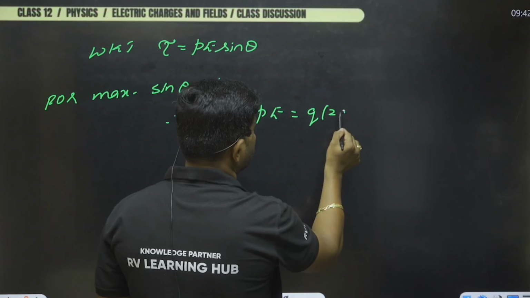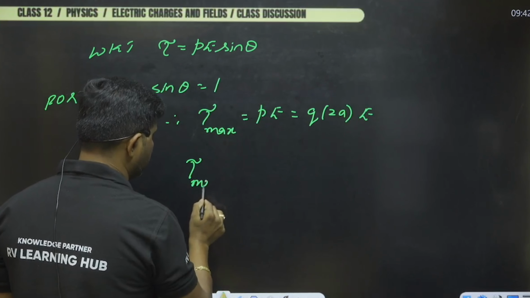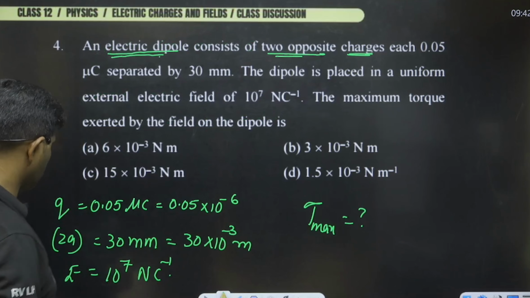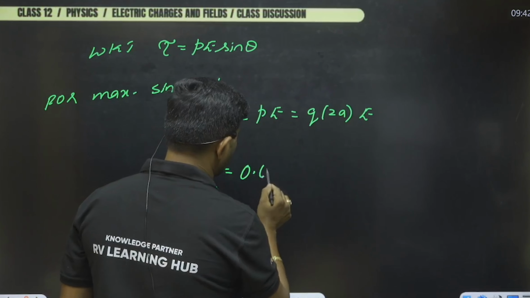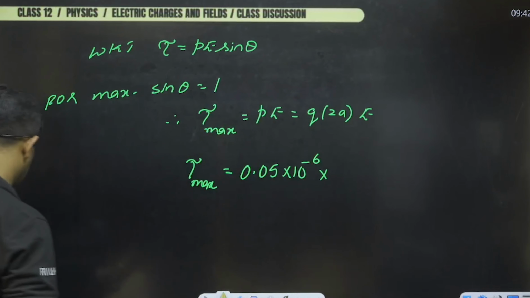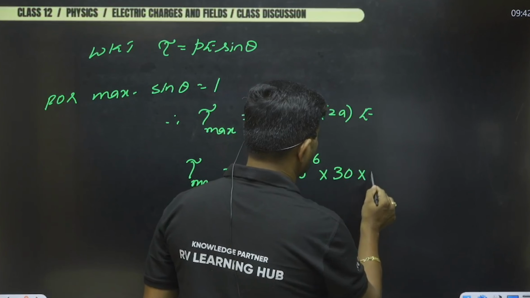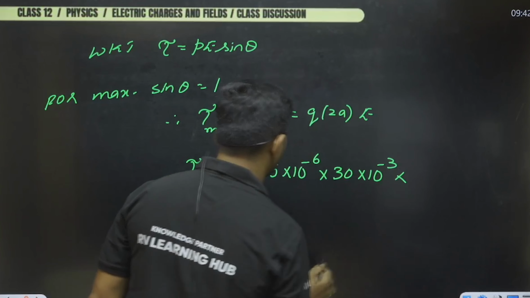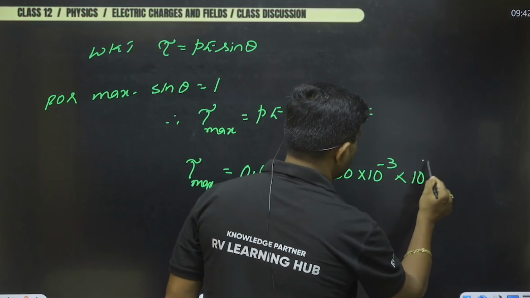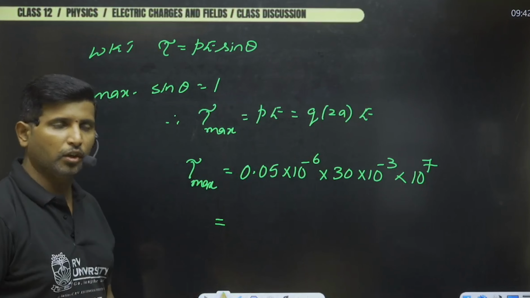P can be written as Q into 2A into capital E. Therefore, we can say maximum torque is equal to, what is the Q value here? 0.05 into 10 to the power of minus 6 into, what is the length of the dipole? Length of the dipole is 30 into 10 power minus 3, into what is the electric field? 10 to the power of 7. So just do the calculation. Definitely you'll get it here.